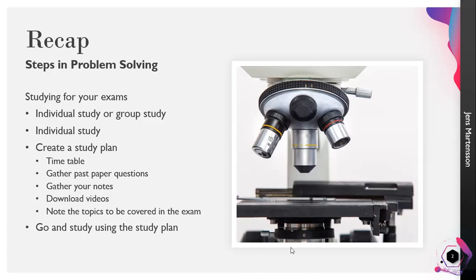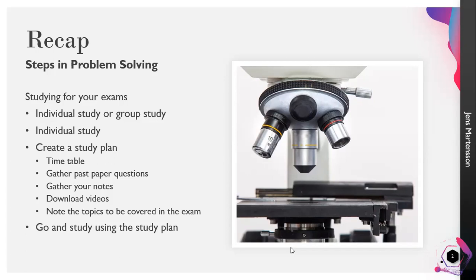You're going to gather past paper questions. You're going to gather your notes. You're going to download videos either from YouTube or from the Google Classroom space. And remember that those videos you download from Google have proprietary issues, so you have to be careful about that. Then you're going to note the topics to be covered in the exam. And then you are going to go and study using the study plan.